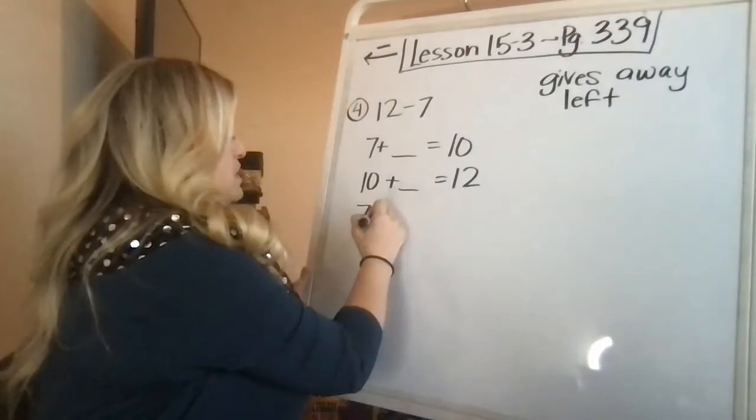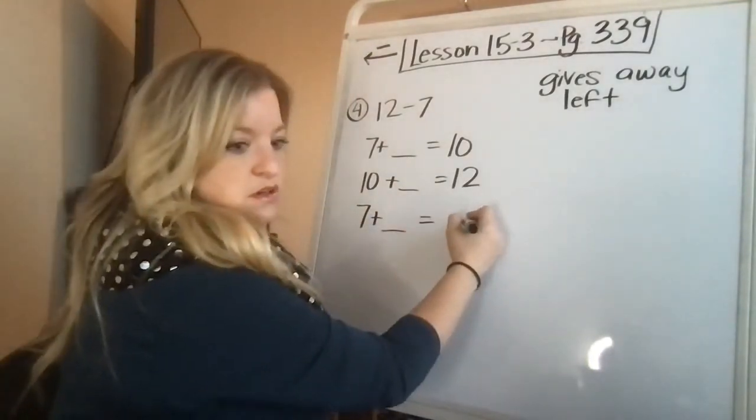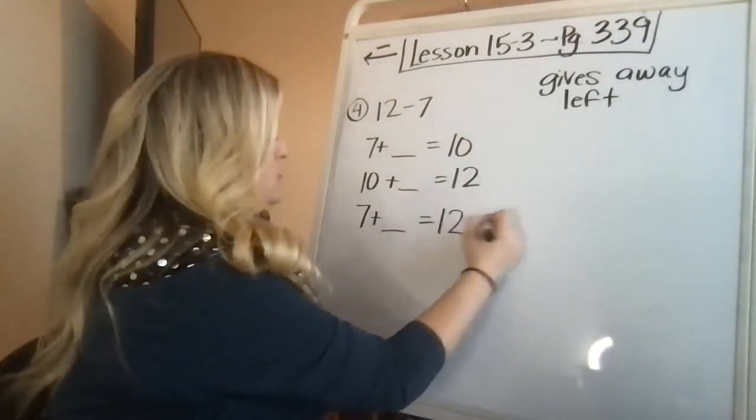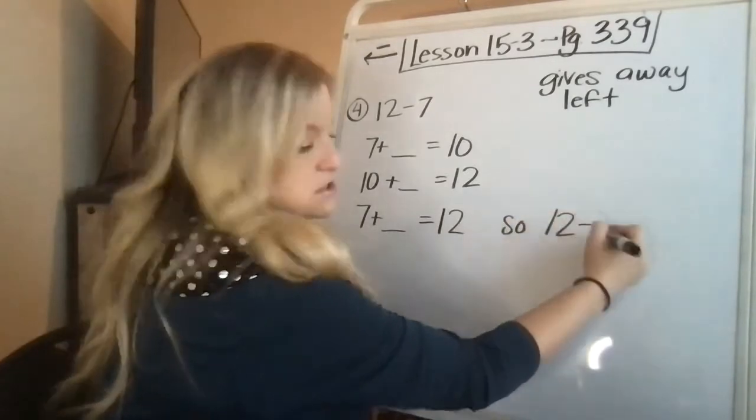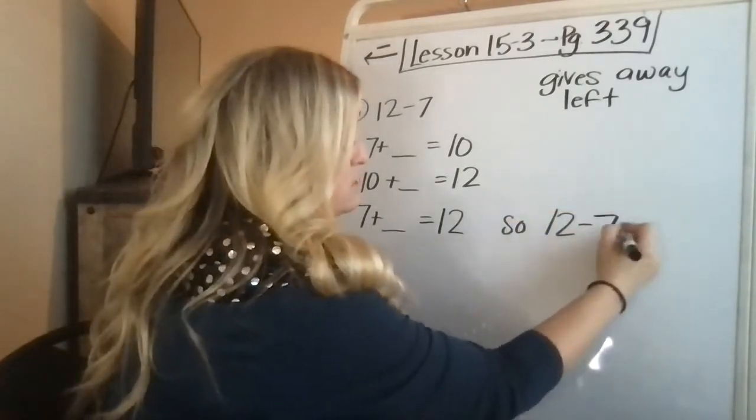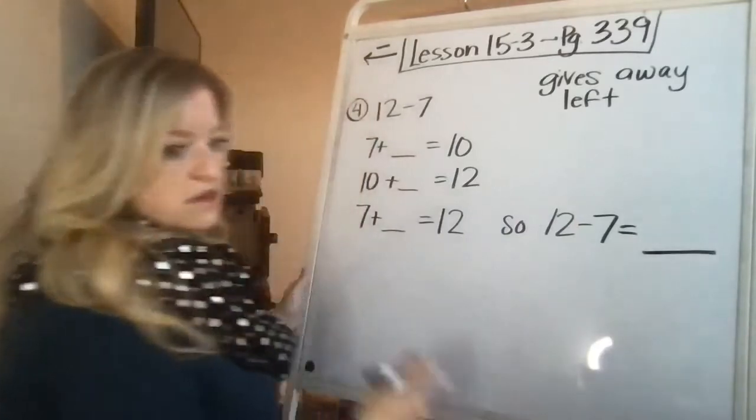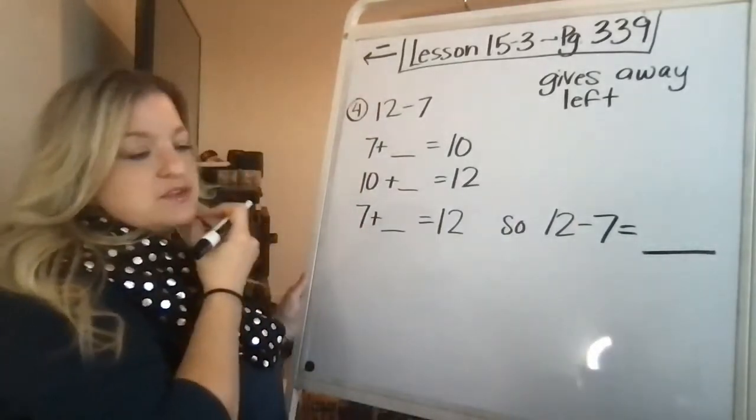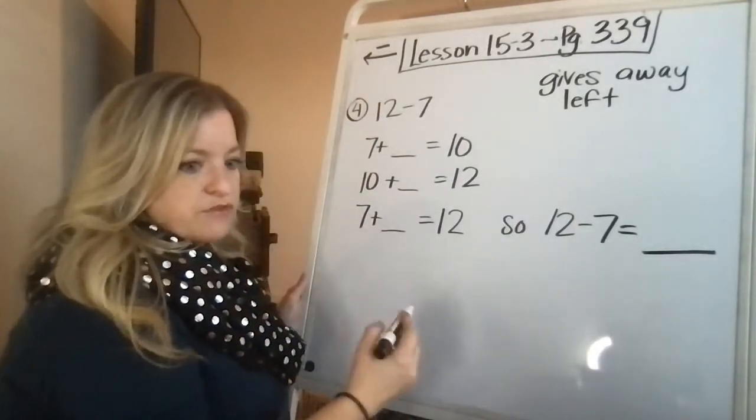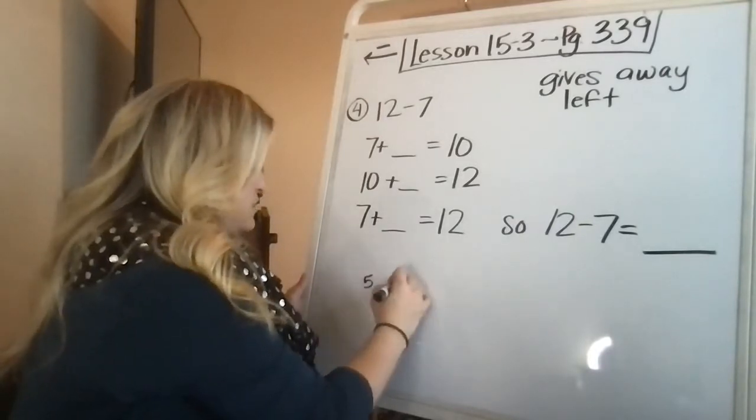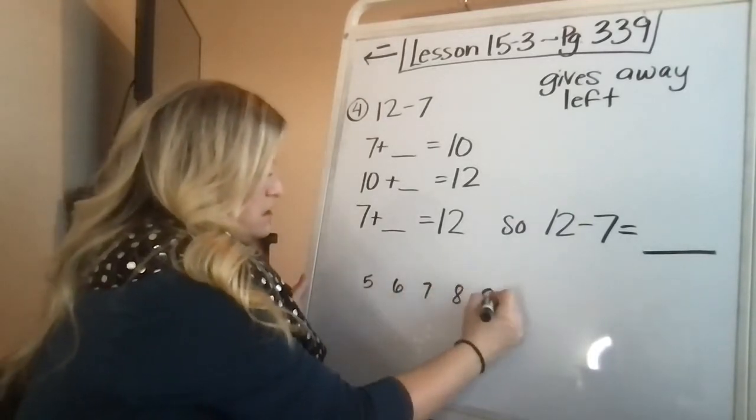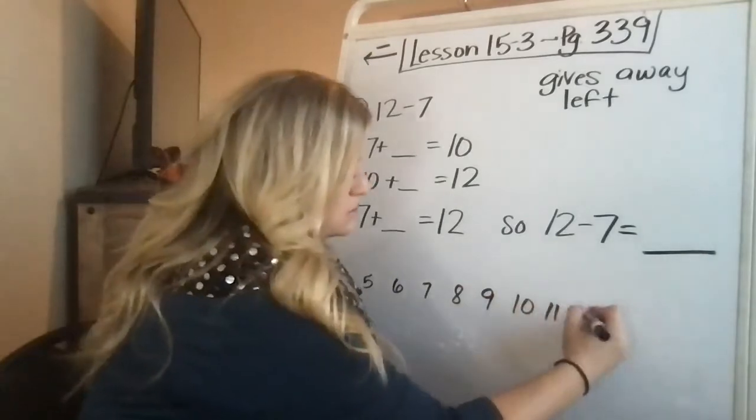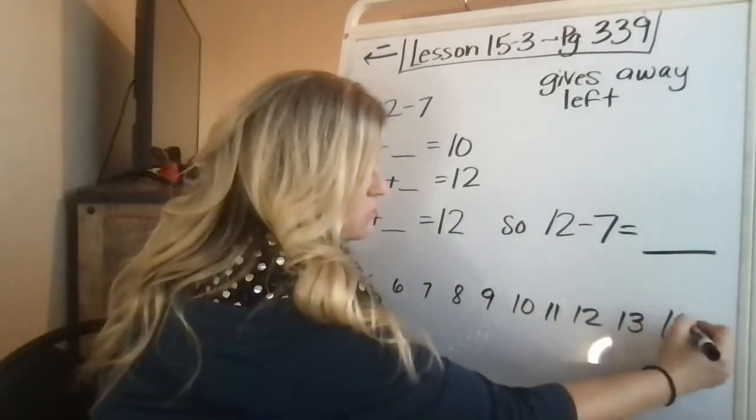So 7 plus blank equals 12. So 12 minus 7 equals blank. Okay, and then they give you a number line. So we're going to do the number line. Their number line goes from 5 to 14: 5, 6, 7, 8, 9, 10, 11, 12, 13, 14.